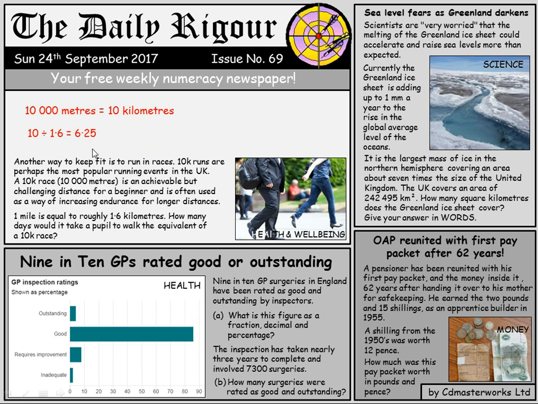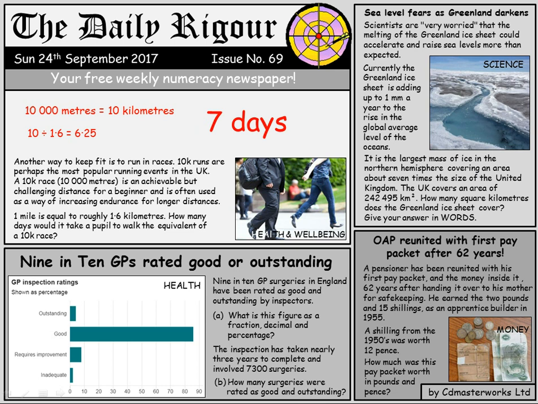So 6.25 days, but to answer the question, we've got to round it in the context of the question. How many days would it take a pupil to walk the equivalent of a 10k race? Well, the answer is going to be 7 days, because this means 6 and a bit days. So to cover that full 10k, it's going to happen after 7 days.